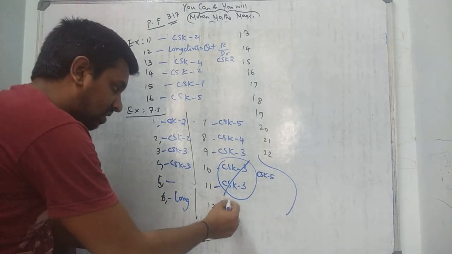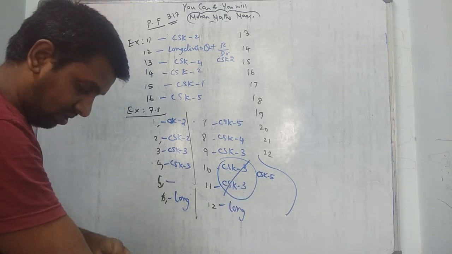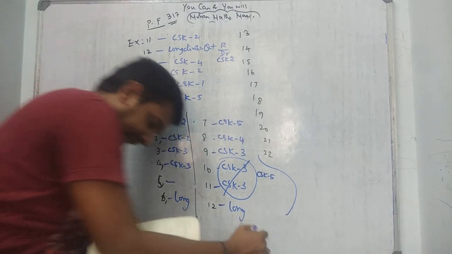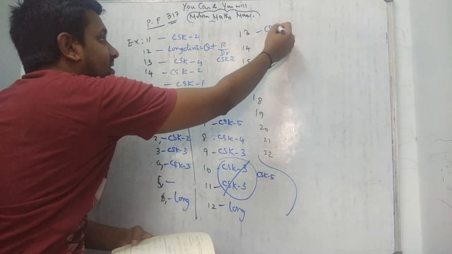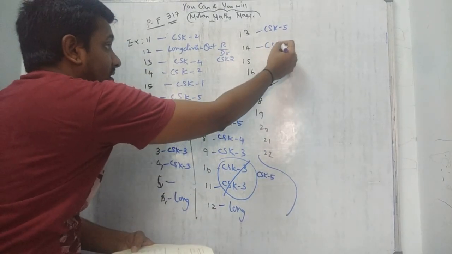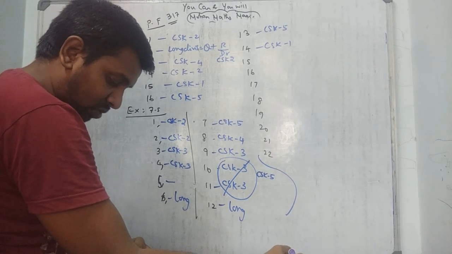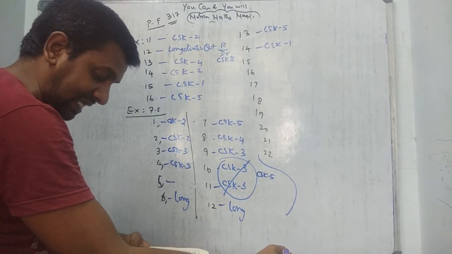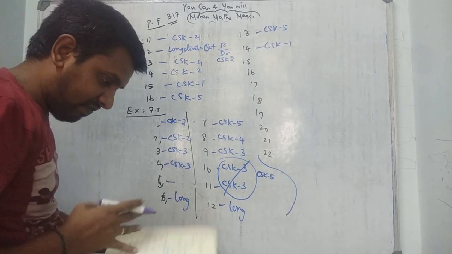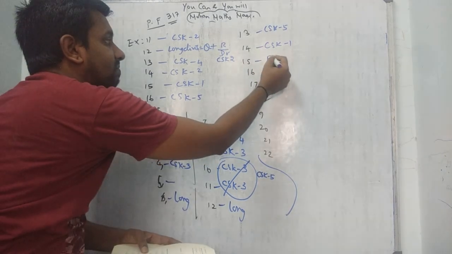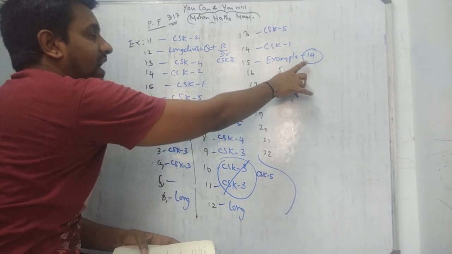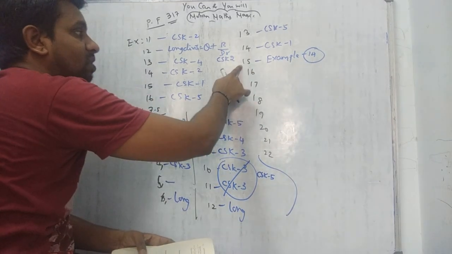12th one, the numerator's power is bigger, so again you have to go for the long division method. 13th one, inside square, so again inside square, CSK5. 13th one it may be CSK5. And 14th one, whole square single, upper CSK1. 15th sum, x square plus 1, x square minus 1, you have to put x square as t. 15th sum is based on example number 14. So if you know the 14th example, then only you are able to do the 15th sum.